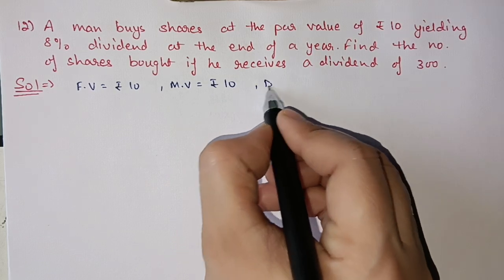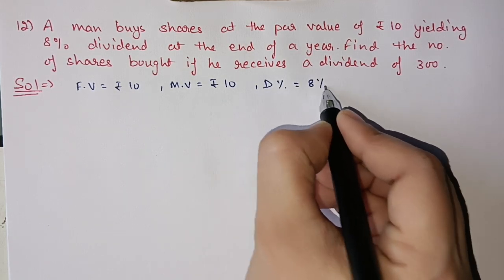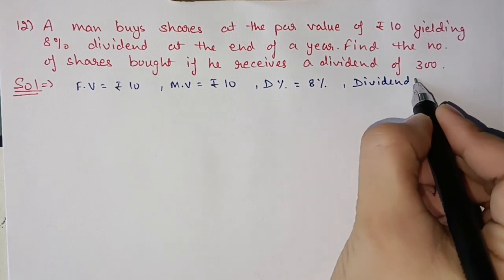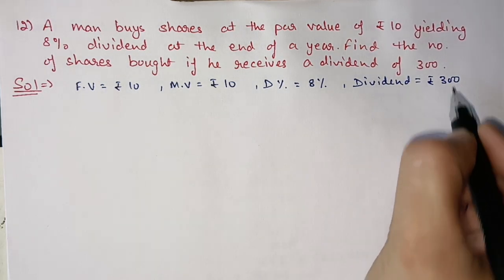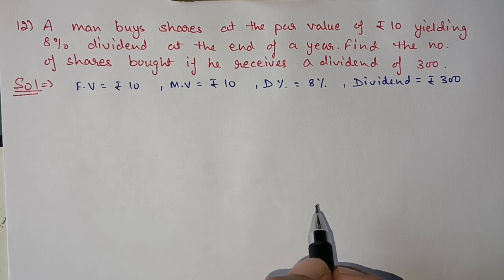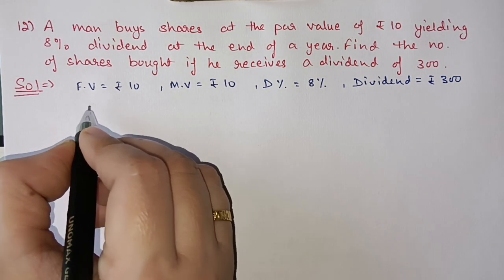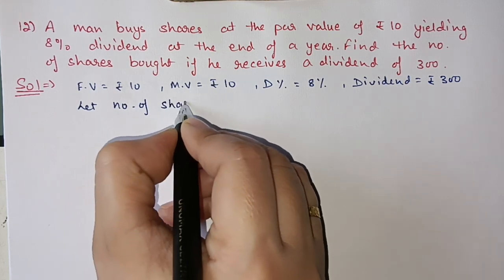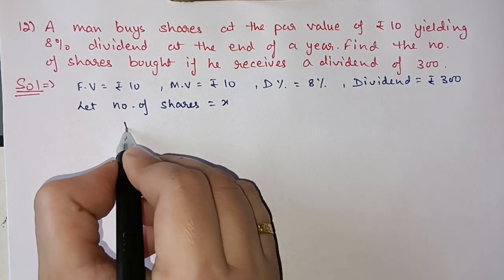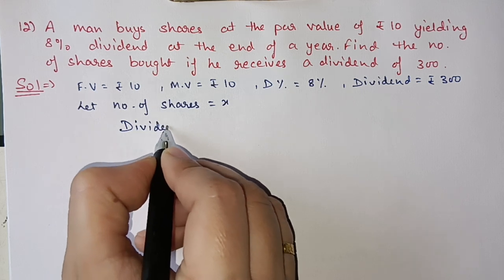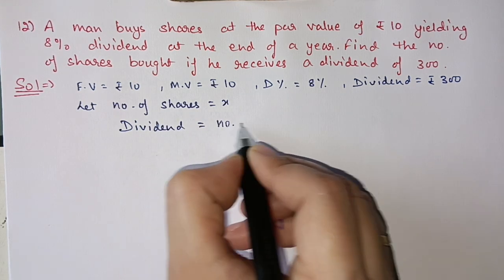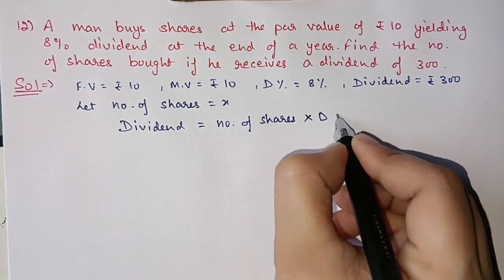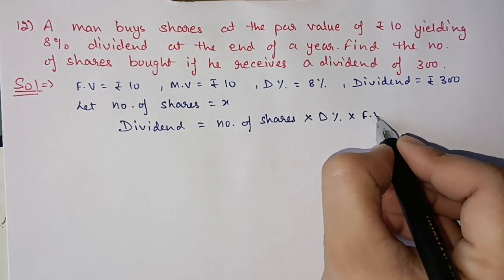8% is the dividend percentage and 300 is the dividend received in rupees. Then we have to find out the number of shares. So let the number of shares be X. Then we know dividend is equal to number of shares into dividend percentage into face value.